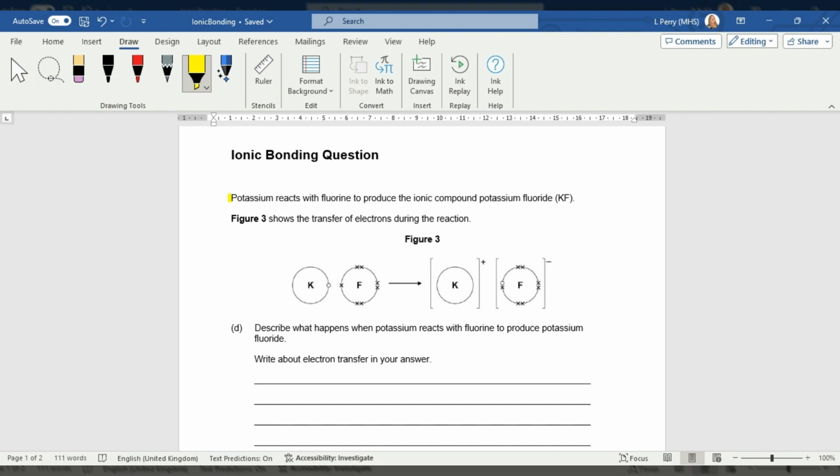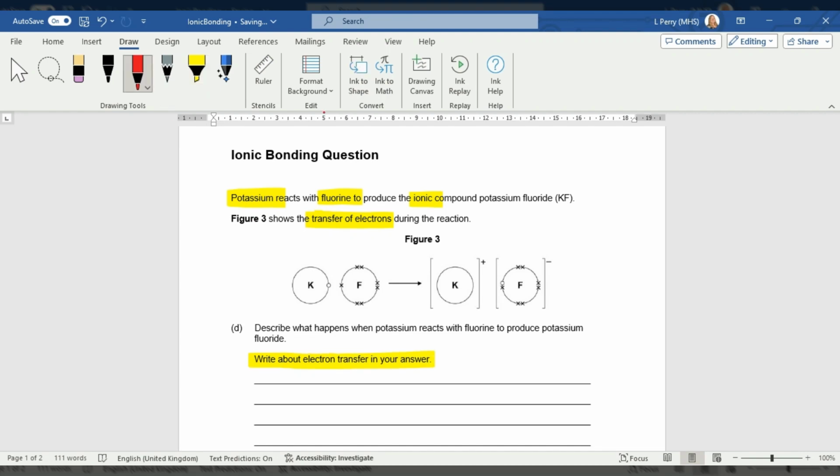So it says potassium reacts with fluorine to produce an ionic compound, potassium fluoride. Figure 3 shows the transfer of electrons during the reaction. Now remember, they will never give you a diagram if it's not there to actually help. So this is here to help you in this question. It says, describe what happens when potassium reacts with fluorine to produce potassium fluoride. And it directly tells you to write about electron transfer.